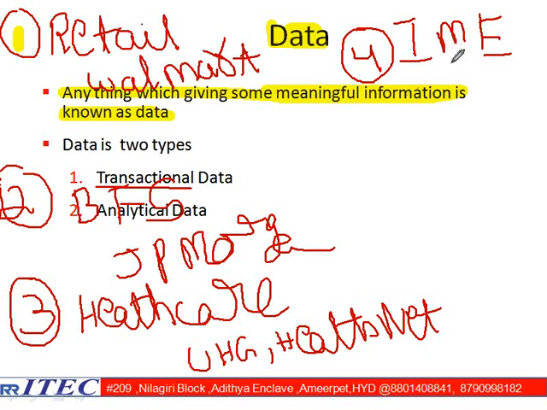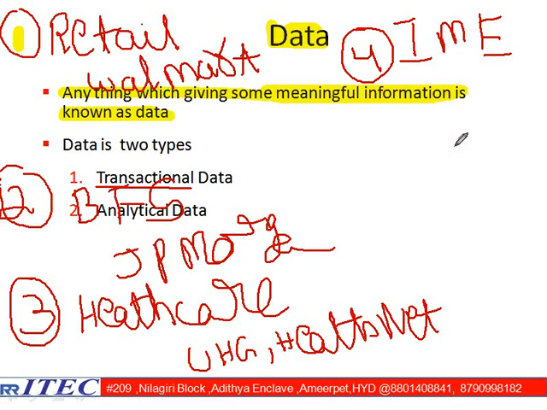Now, let us go for the IME. IME stands for Information, Media, Entertainment. So how are we getting the data here? How we are getting the data is, let us say, one person went and is trying to purchase one movie ticket. Then I can call that one transaction.